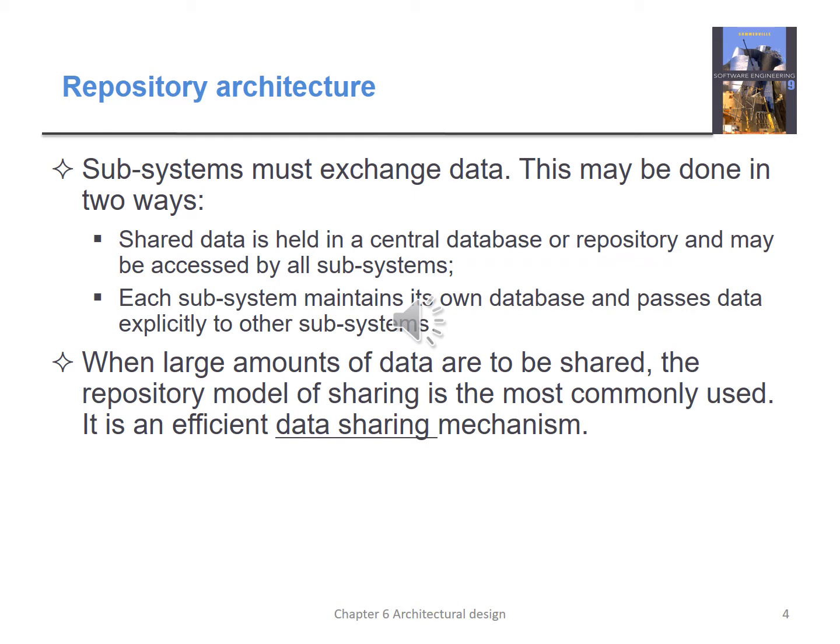When a large amount of data is to be shared, this means when we're going to use this repository, if there is a lot of common data used by some of these subsystems, instead of having redundant data in this subsystem and that subsystem and that subsystem, we put it in one place in that repository, and then all the subsystems interact with each other through that database. The repository model of sharing is the most commonly used. It is an efficient data sharing mechanism.